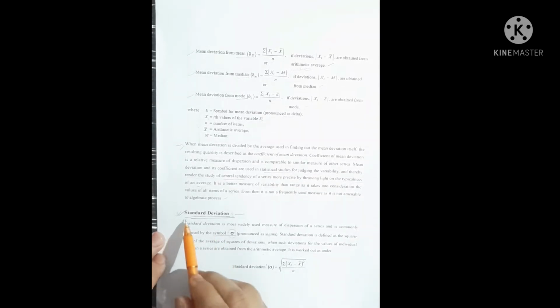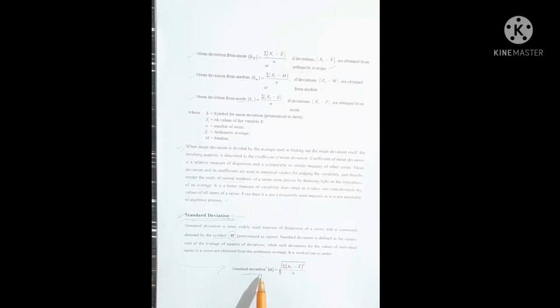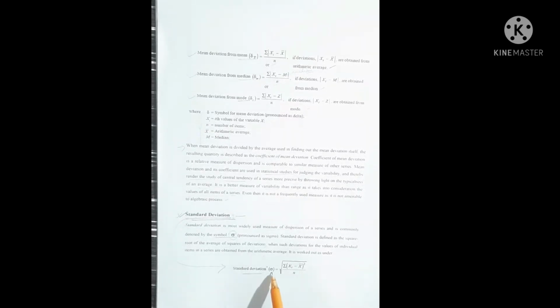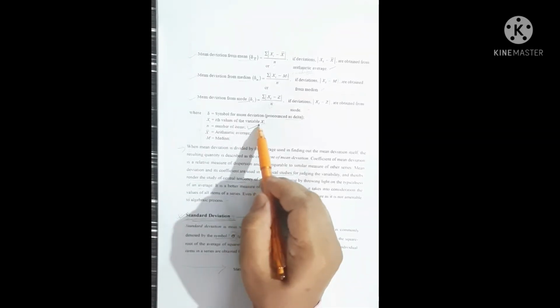Now we will see the actual formula of standard deviation. As we have said earlier, standard deviation is denoted by the symbol sigma. So sigma is equal to the root of summation of (xi minus x bar) whole square upon n, and here n stands for the number of items.